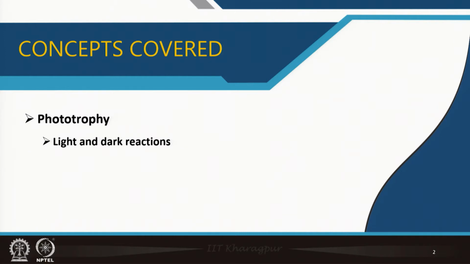These are real examples of environmental microbiology, and you will be able to appreciate the enormous diversity in terms of microbial abilities in this particular topic. So in today's first part, we are going to look at phototrophy, and within phototrophy there are 2 major types of reactions: light and dark reactions.